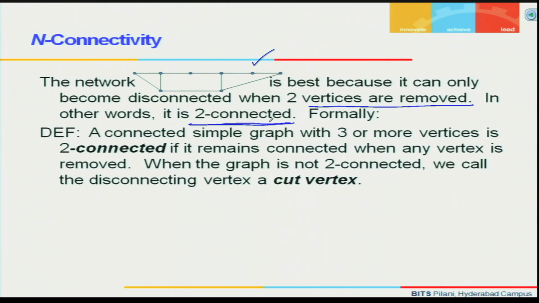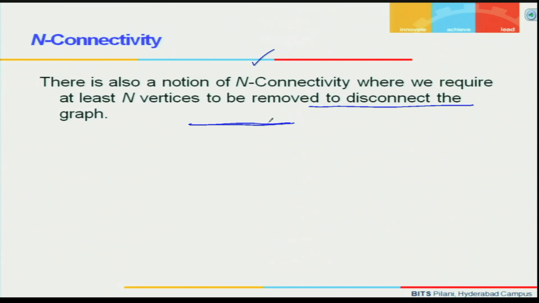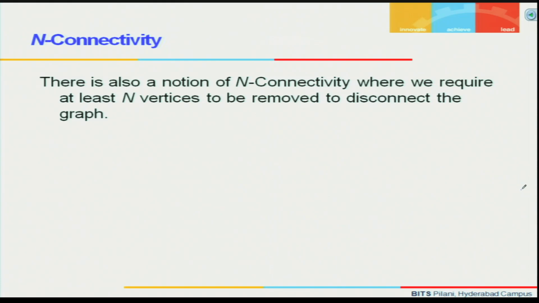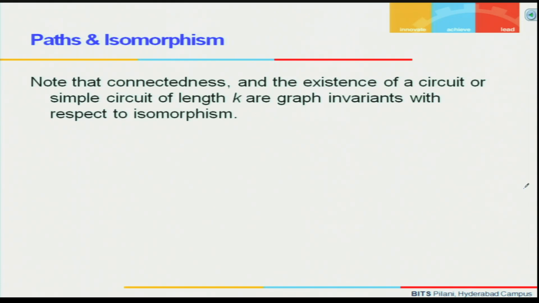So formally defining, we say a connected simple graph with 3 or more vertices is 2 connected if it remains connected when any one vertex is removed. At least 2 guys are required to be removed, that is what it means. Obviously, just extending the definition, n connectivity means n vertices need to be removed for the graph to become disconnected.